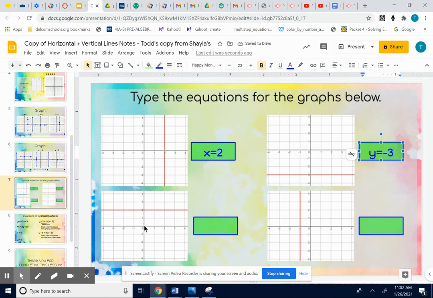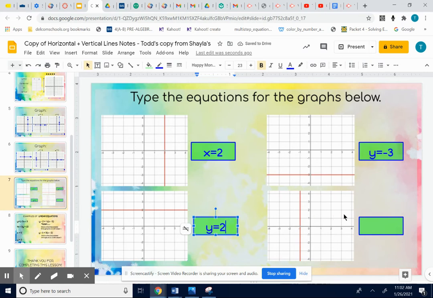Okay, the third problem. Just think about what these points are. Pick any of them, doesn't matter. Here's (0, 2). This is (1, 2). This is (2, 2). This is (3, 2). The y-coordinates are always 2. So the equation is y equals 2.